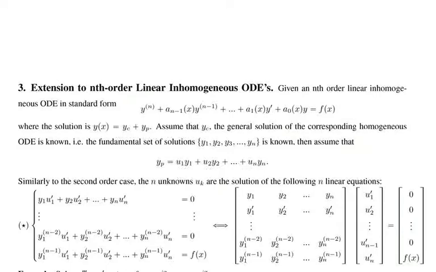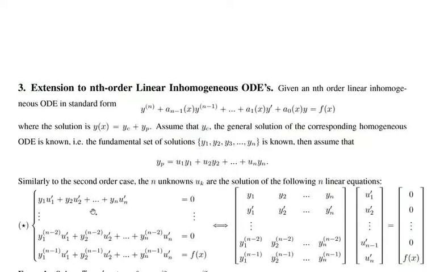And we're going to do the same procedure as we did for the second order linear inhomogeneous ODE. So we're going to differentiate yp not just once or twice, we're going to differentiate it n times, plug it into this inhomogeneous ODE, and try to deduce n equations containing u1 prime, u2 prime up to un prime, because now my unknowns, I need to find n unknown functions u1 up to un. So to be able to find those functions, I need n equations.